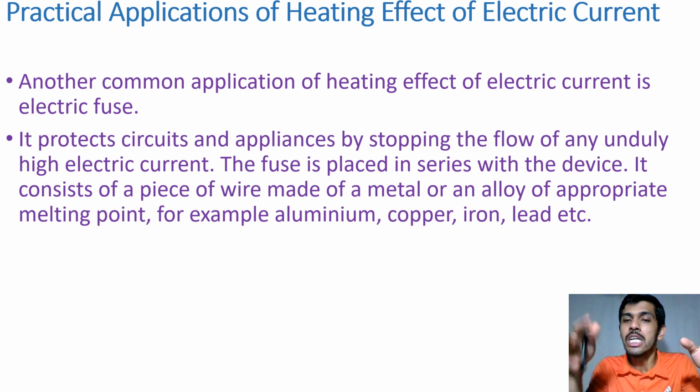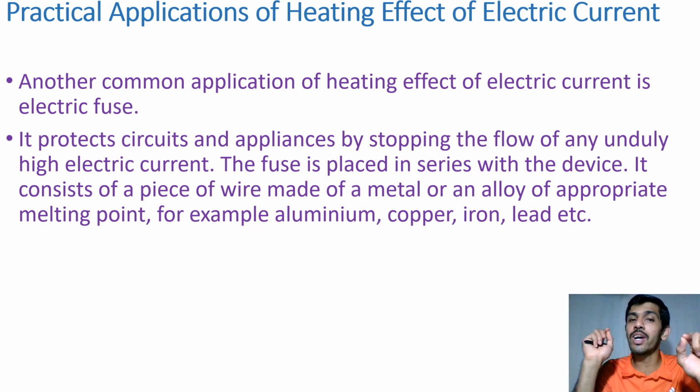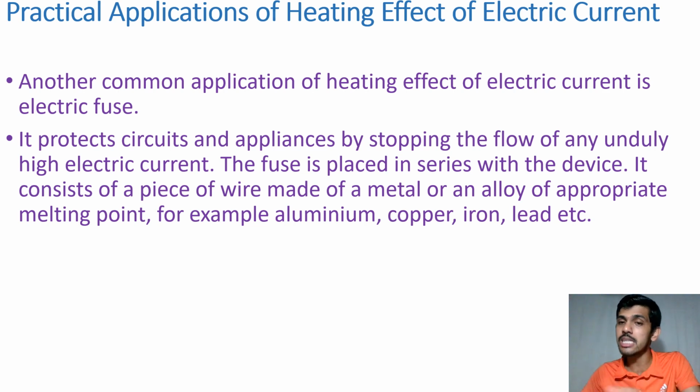So the circuit is broken, so the inside of the circuit, inside of our home or the instrument which we use, gets prevented from getting burst. So the fuse wire is always placed in series with the device, remember. What is a fuse wire made up of? It consists of a wire made of a metal or an alloy of appropriate melting point, for example aluminium, copper, iron, lead, etc. So it might be made up of all these elements, or not always, one of these. Depending on how much range fuse we need, how much capacity fuse we need, that we'll discuss later.